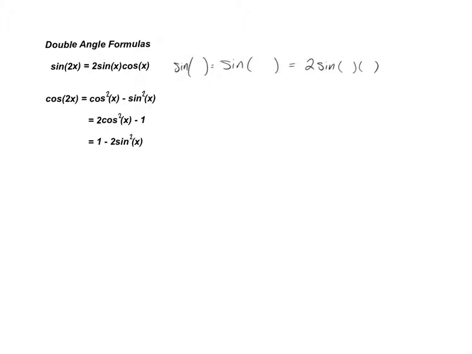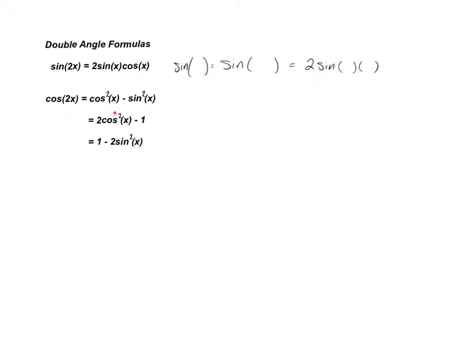Okay, so it looks like we're working on some double angle identities for trig, and you have these formulas that we have here that we're going to use as a resource in being able to verify some identities and eventually solve some equations. Sine of 2x is pretty straightforward. There's only one formula for it. It's 2 sine x cosine x.